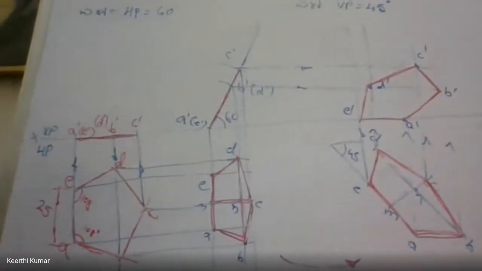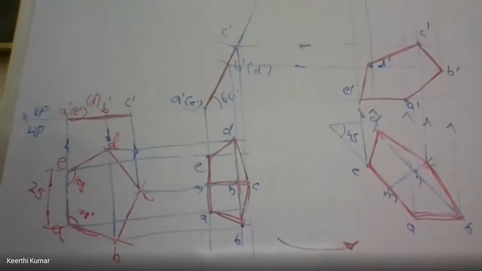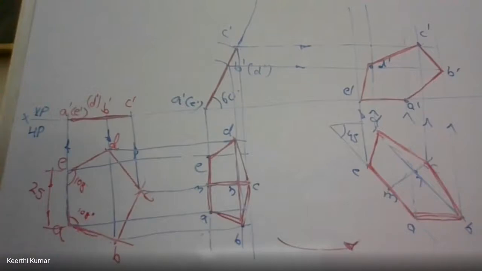First, for the first position, what data should you extract from the question? What is the given lamina? What is the size of the lamina? On which plane is it resting? And whether it is resting on a corner or an edge. So he has given a pentagonal lamina, 25 mm sides, resting on HP on one of its corners.